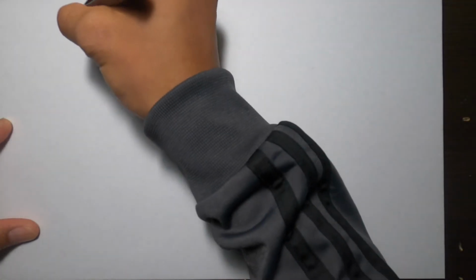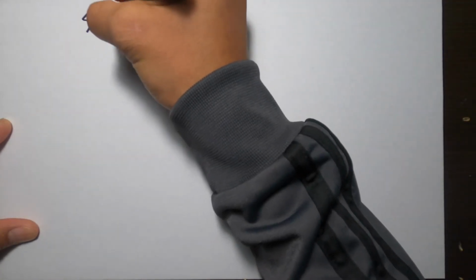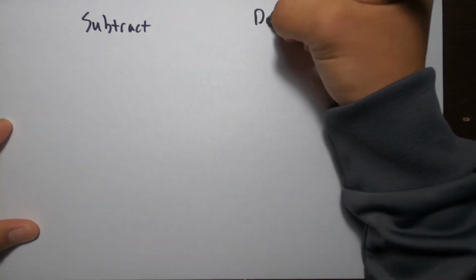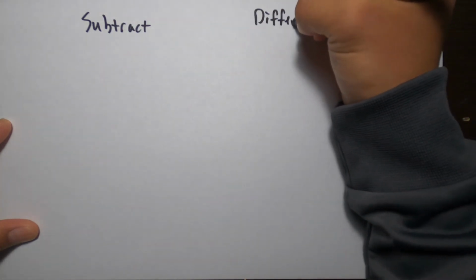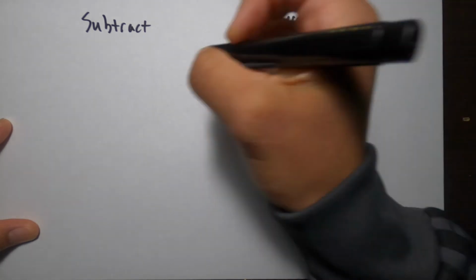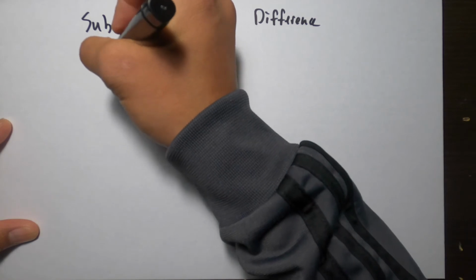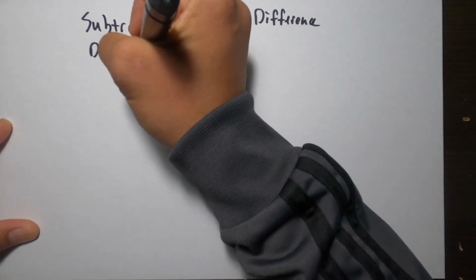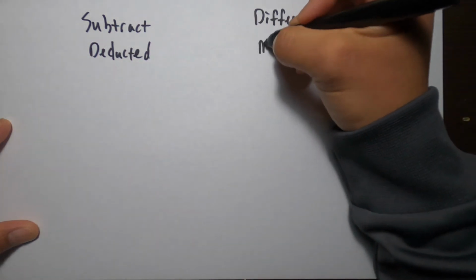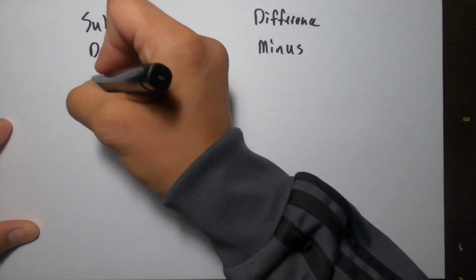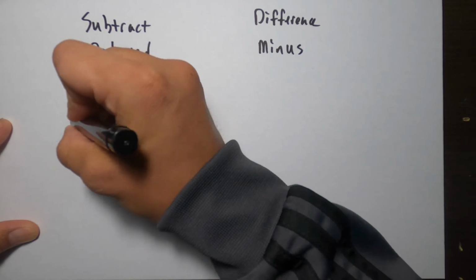Okay, so some of the vocabulary we used for this episode was subtract. We used the difference of two numbers. We deducted one number from another, and we used minus. The symbols we used were the minus symbol.